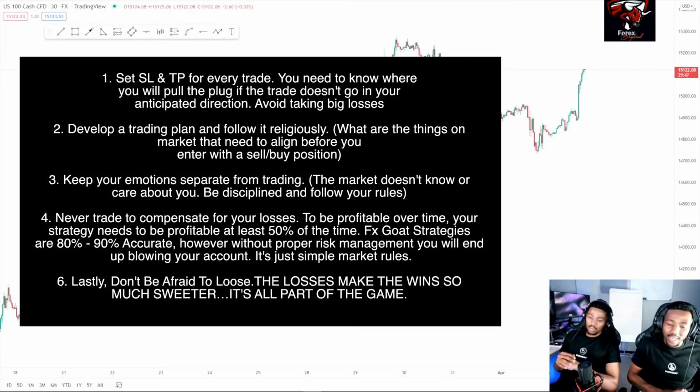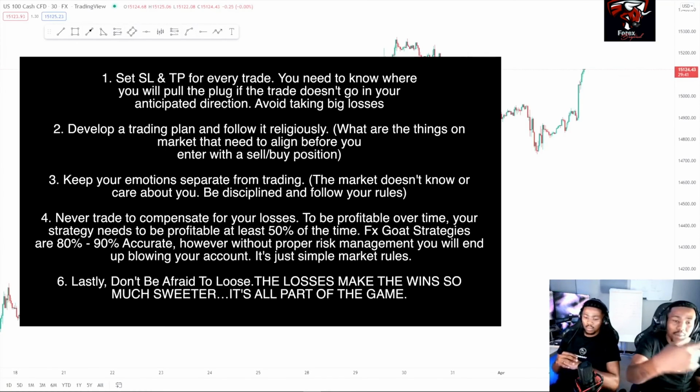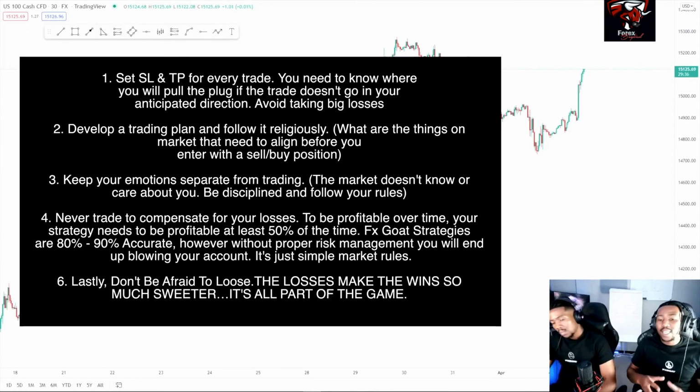What I mean by this is, guys, what are the things that you need to see aligning before you take a specific buy or sell position? These are the things that help you confirm before you basically take a trade.